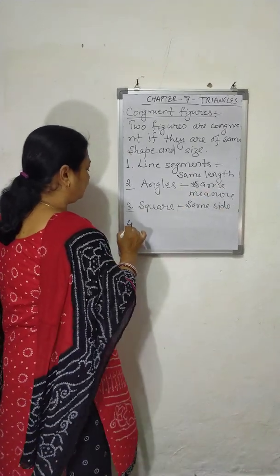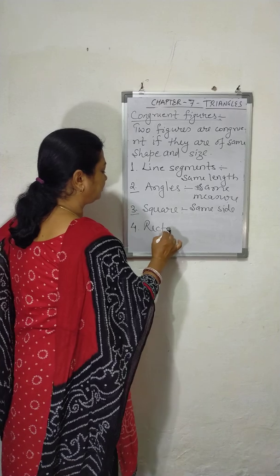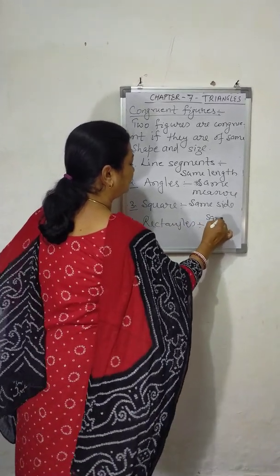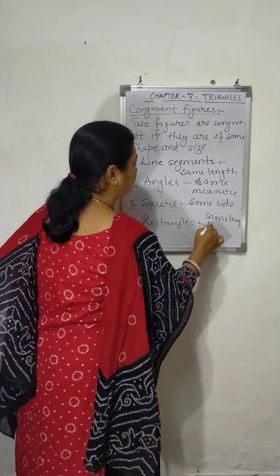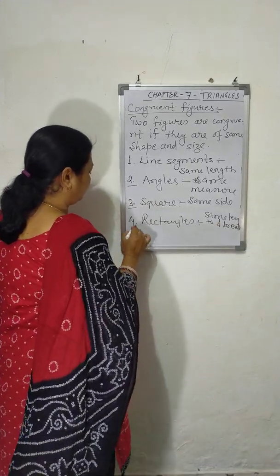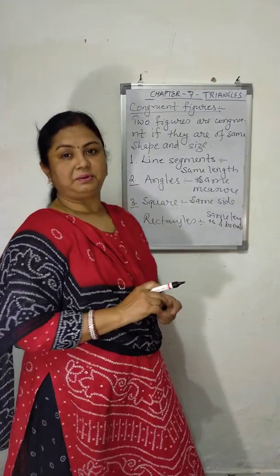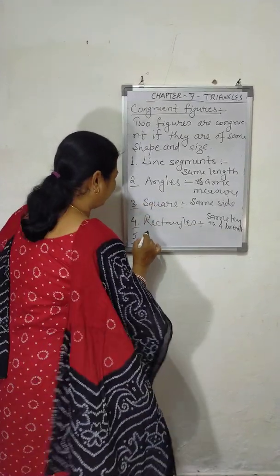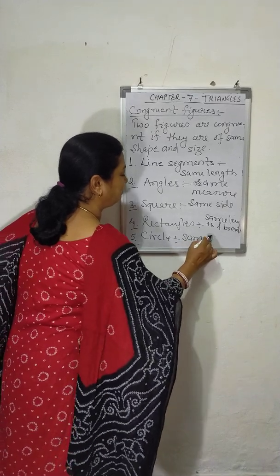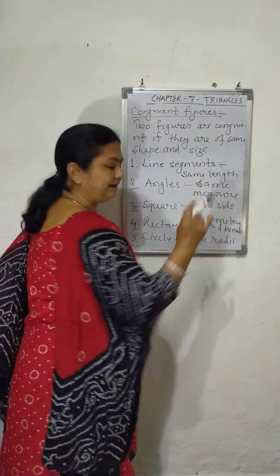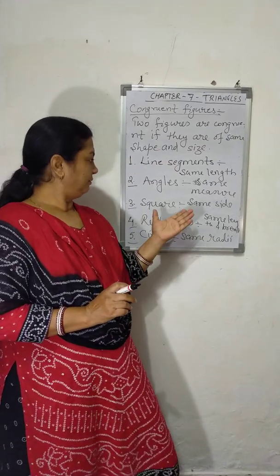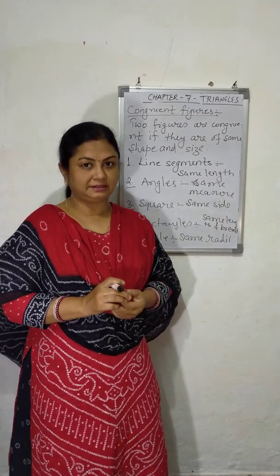and two rectangles are congruent if they have the same length and breadth. Can you tell me when two circles will be congruent? Two circles will be congruent when they are of the same radius. So these are different figures which are congruent with a certain condition.